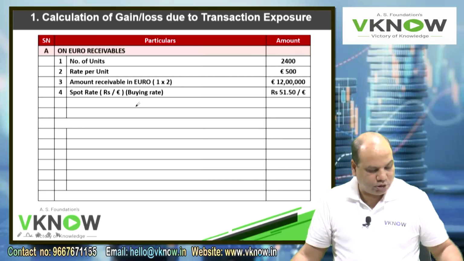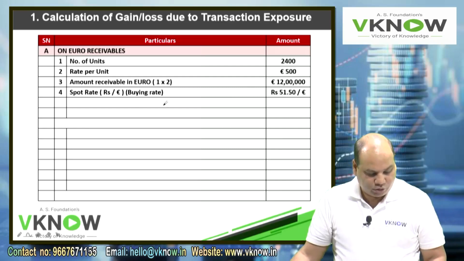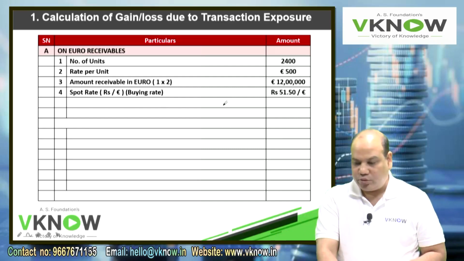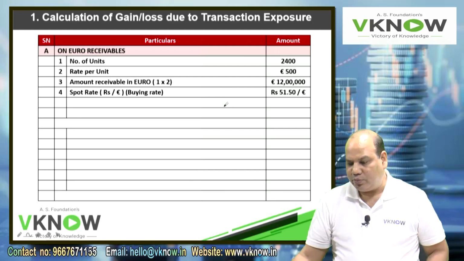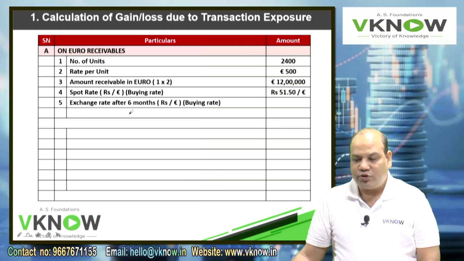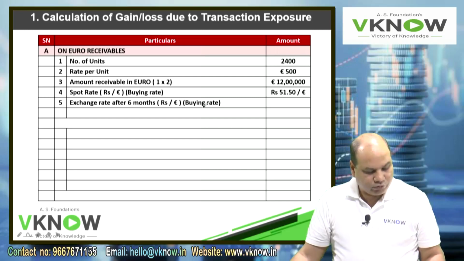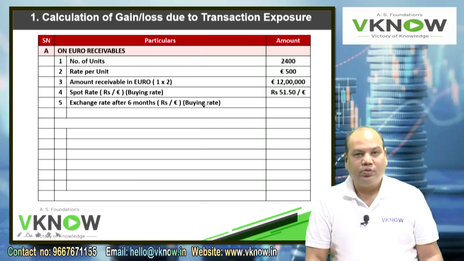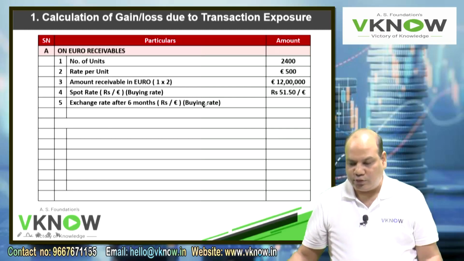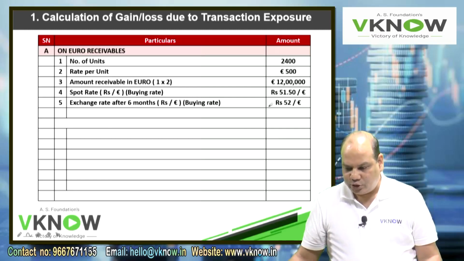Keep the original question in front of you. Don't look at part 2. Just focus on the first part. The current spot rate is 51.50 rupees per euro. Exchange rate after 6 months, rupees per euro, again buying rate, because two rates are given. Exporters will bring euro, he will sell euro to the bank, bank will buy euro from the exporter. 52.